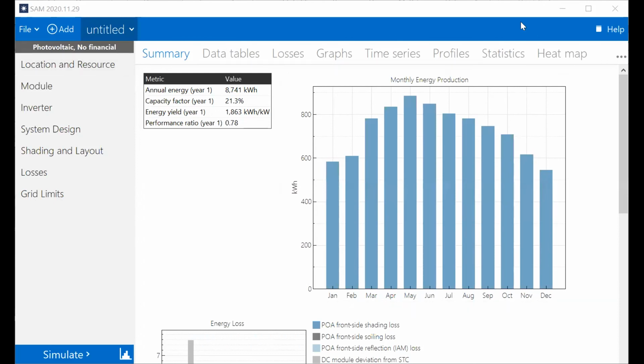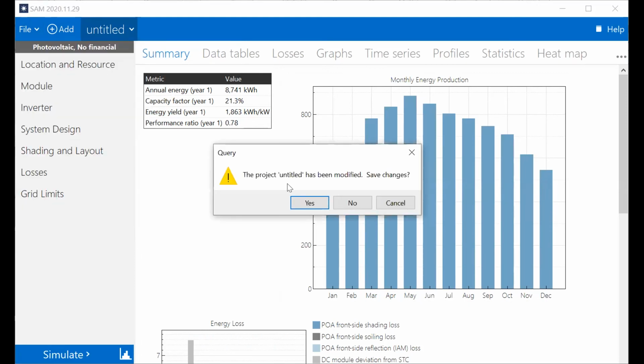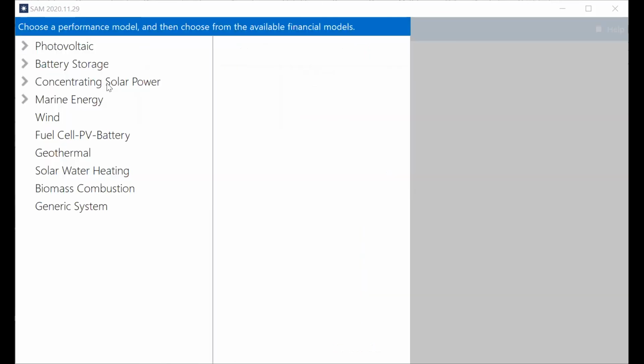Sam. You should be able to see. Go back. New project. Okay, sorry about that. Okay. Can everybody see the software window that says on the top left, it says SAM 2020? Can you see that? Yeah.